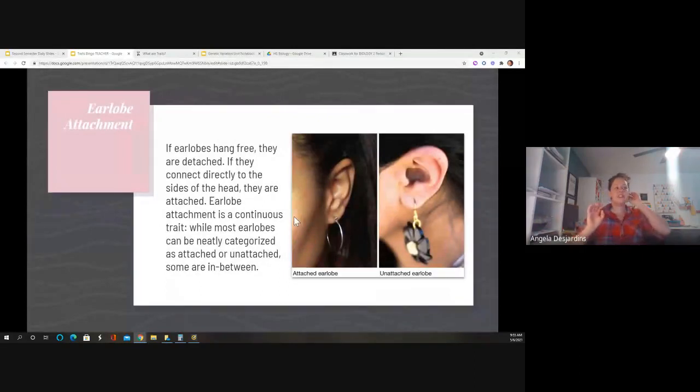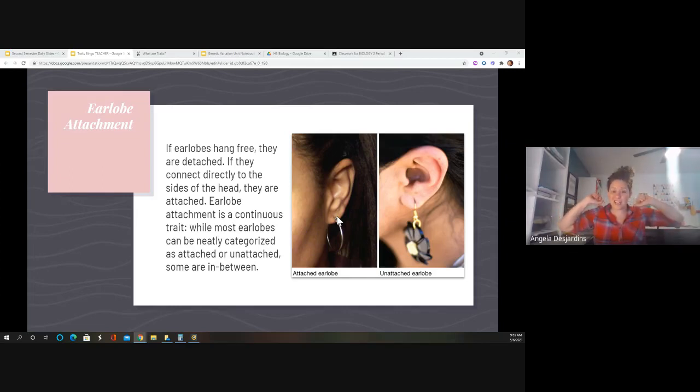Okay. The first trait that we are going to look at is your ears, specifically your earlobe. You typically have two different types of earlobes: attached or detached, also called unattached. If your earlobe hangs a little bit and doesn't go directly onto the side of your face, the hanging ones are unattached. Your attached earlobes are where your ear goes all the way to the side of your face.